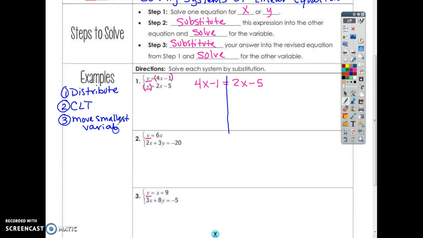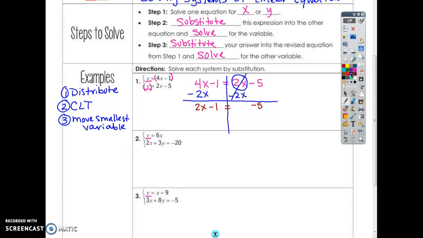So which one's my smallest variable? 2x. So I'm going to circle it and I'm going to move it to the other side. How can I move it? Subtracting. Okay, you have to do the opposite of whatever the sign of it is. This is a positive 2x, so that's why I subtract 2x from the 4x. Okay, subtract. So what do you have here? 4x minus 2x is 2x. Everything else just comes down. So now I have minus 1 equals, and bring down the minus 5.